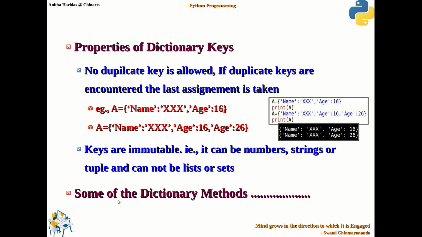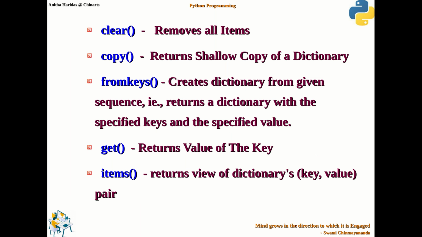Now let us see some of the dictionary methods. These are some of the dictionary methods. Apart from that, we have some more methods also. Let us see what these methods are. Obviously, clear is to clear the dictionary. That means it removes all the items from the dictionary. All the elements of the dictionary will be cleared or removed here.